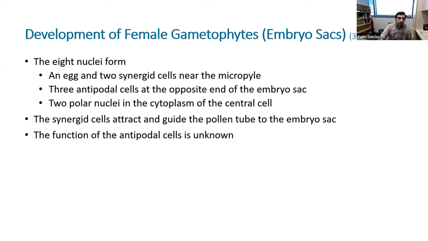This is reiterating these same points, but again, note that eventually through mitosis, 8 nuclei are going to form, and essentially 6 of them play supplementary roles, but there are 2 main cells in this, those polar nuclei in the cytoplasm, which get fertilized by one of the sperm cells to form the endosperm, and then another cell that gets designated as the egg.